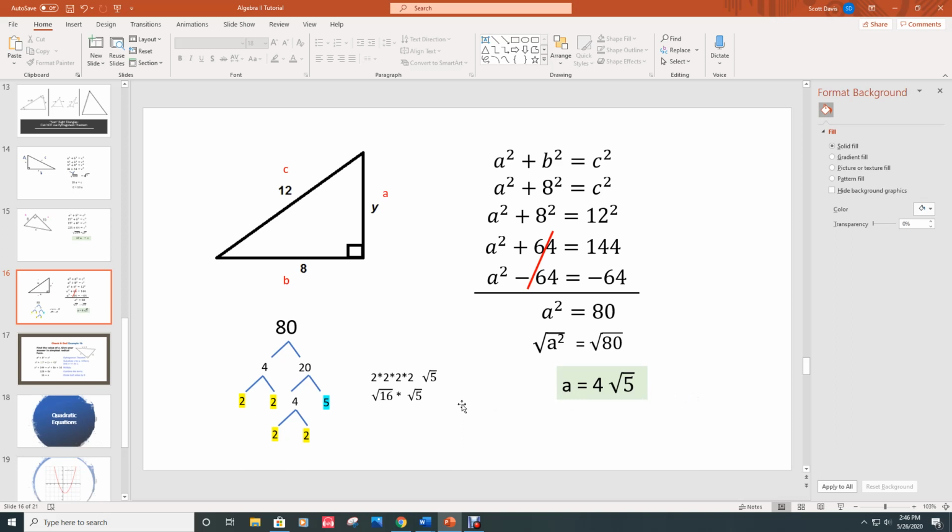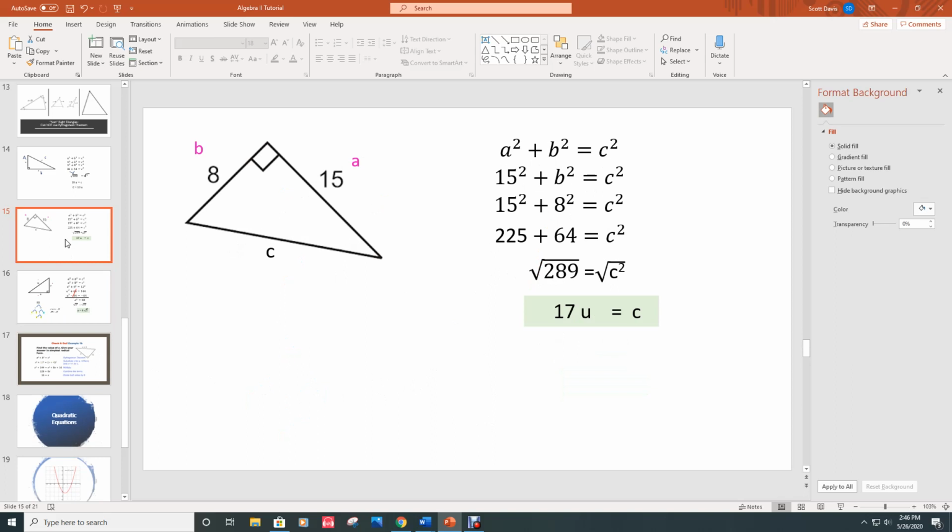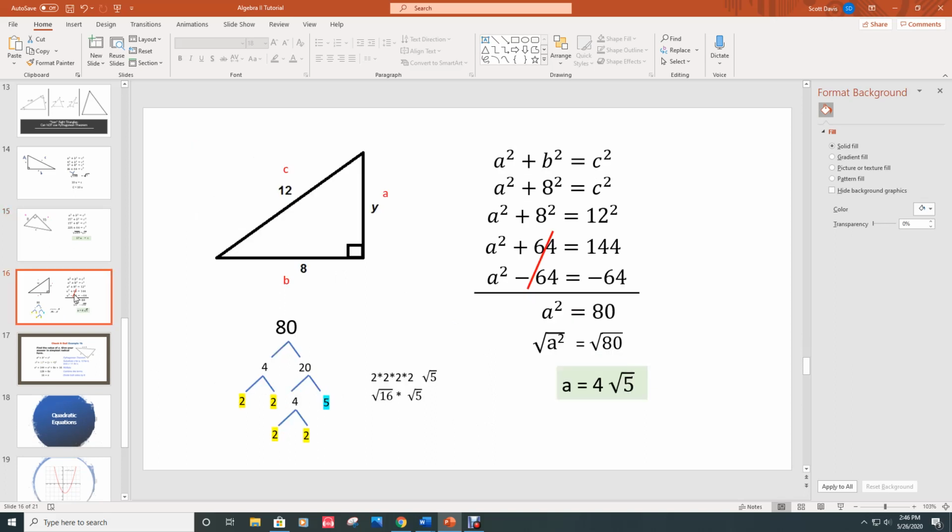That's when the Pythagorean theorem feels a little bit crazier: when you have to break a number down into radical form, or you have the extra step because they gave you C this time and you're looking for A or B. That's when it can feel funky. Or if your triangle is all flipped around.